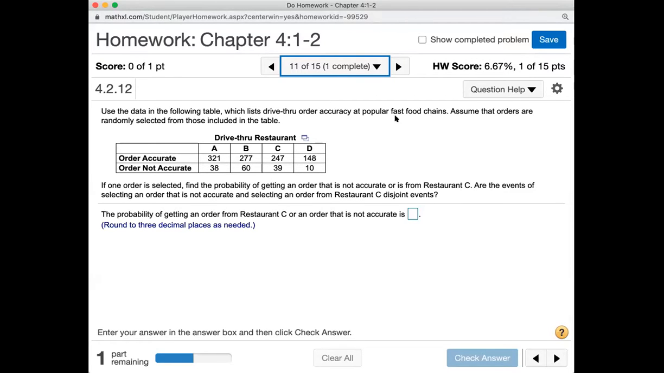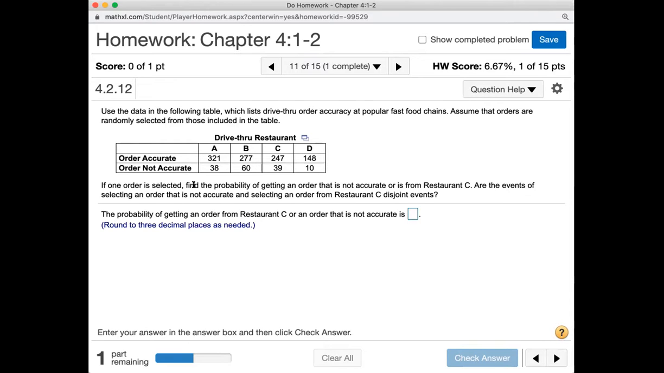Right, let's see problem 11. Use the data in the following table, which lists drive-through order accuracy at popular fast food chains. The numbers are different, but the order accurate and not accurate data is quite similar to the data we saw in question 13. Assume that orders are randomly selected from those included in the table.